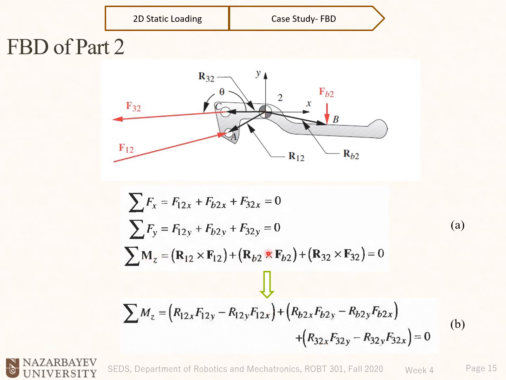The last one is simplified because this one is a vector presentation. If you break it down and make it basically a scalar presentation, we'll have this equation. Do this at home. It's a good practice. Do it by yourself and see how this equation is derived.